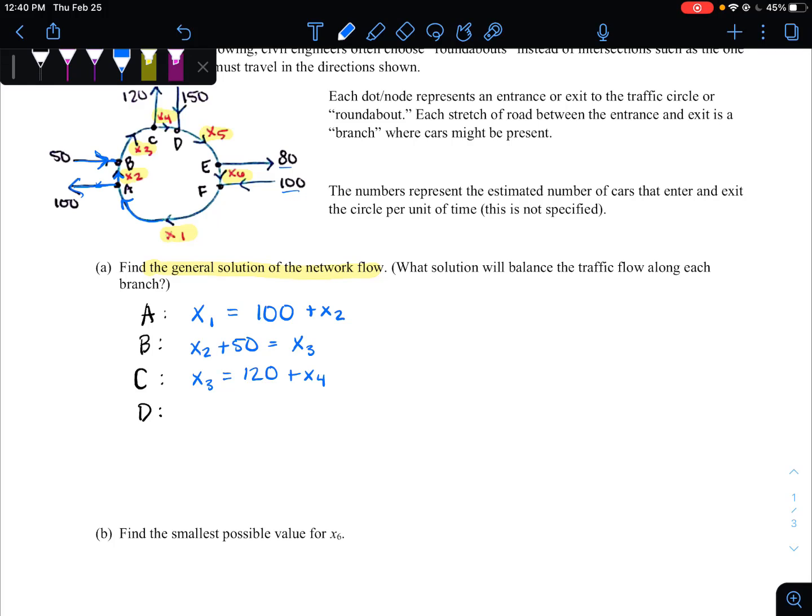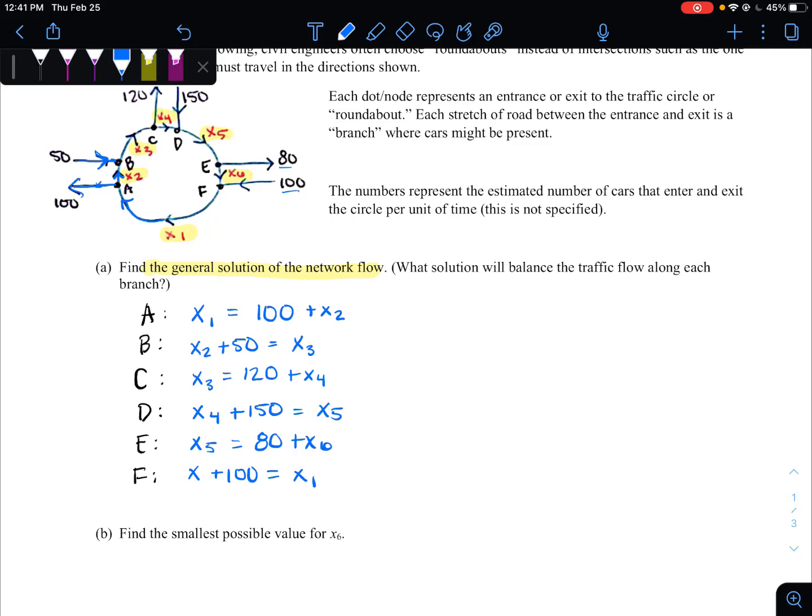For node D, I've got x4 coming in and also 150 new cars entering, and they all have to go out on x5. For E, I have x5 cars entering, but then I have 80 cars leaving, and however many else end up on x6. And finally for F, we've gone all the way around the circle. For F, I have x6 coming in, along with 100, and all of them have to go out on x1.